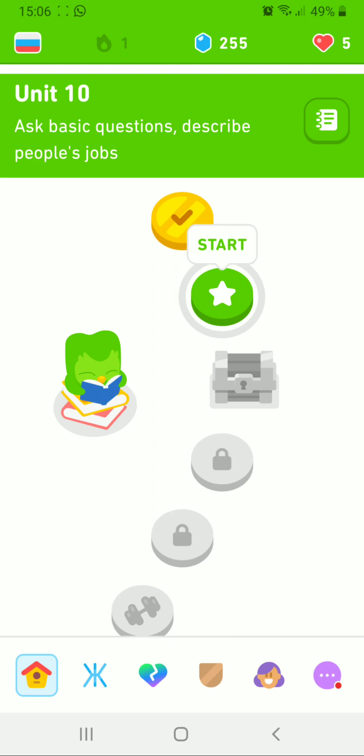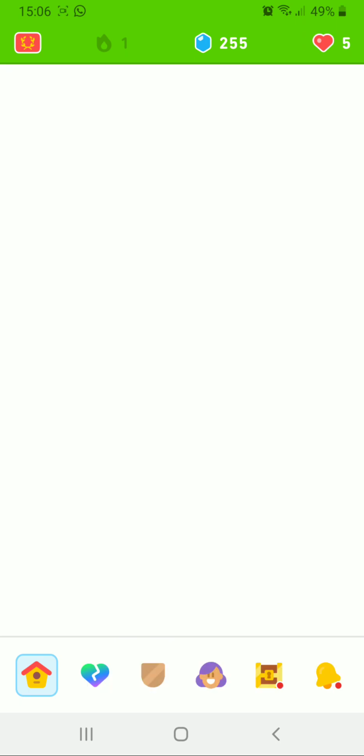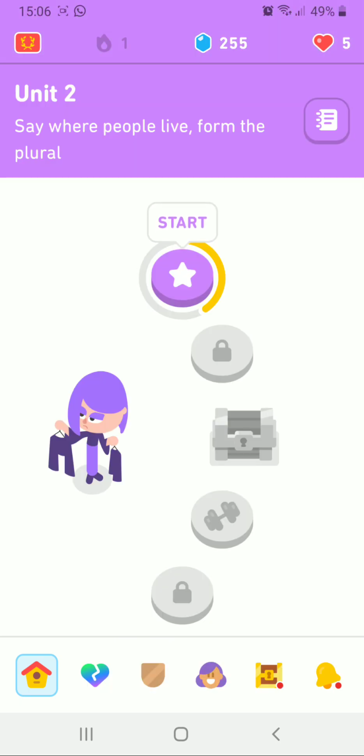So I will go back to Latin language. I'm using Duolingo for my Latin language learning. So this is the fourth lesson, and so welcome back.